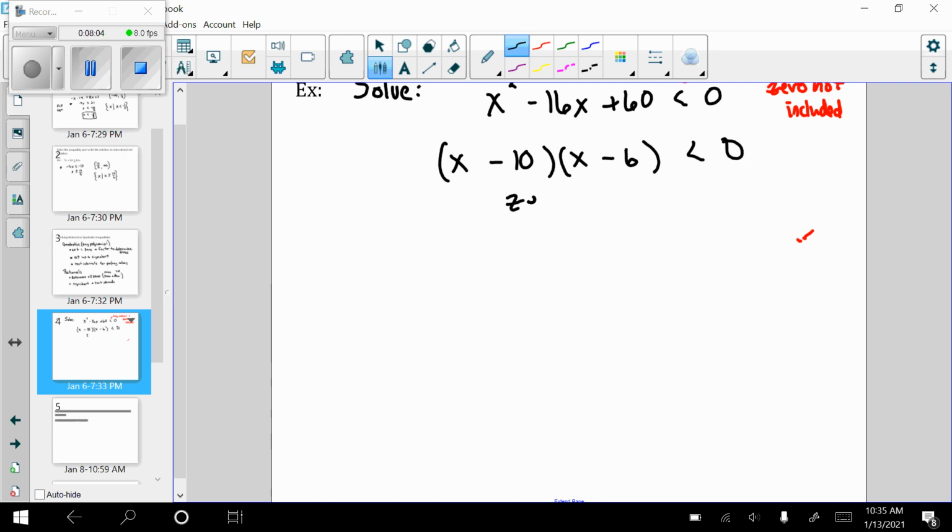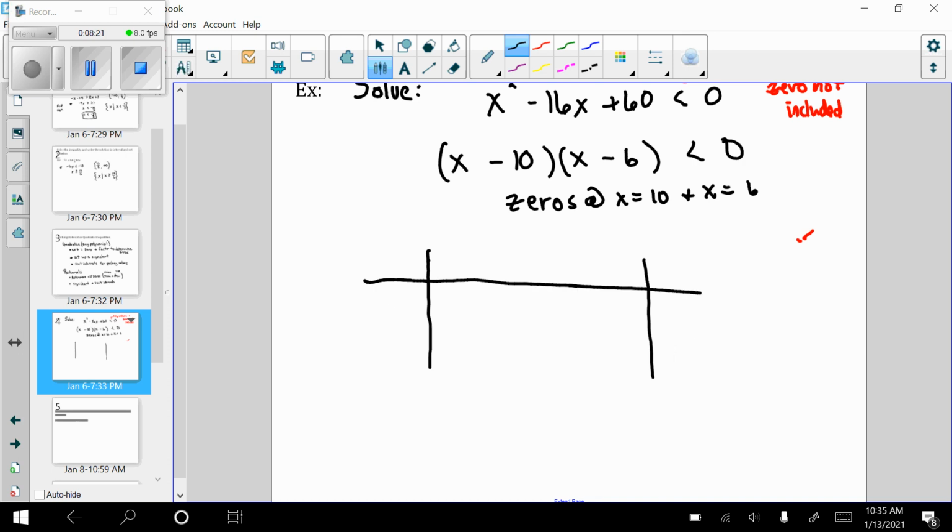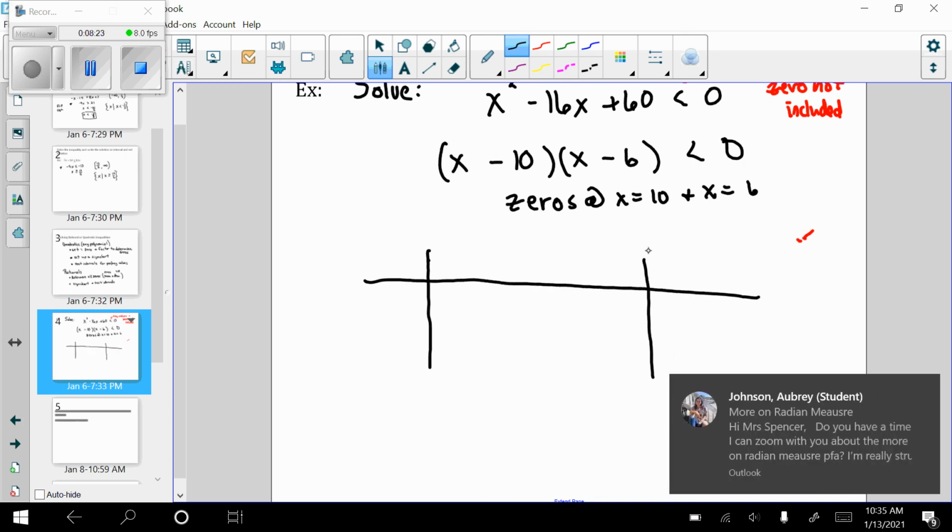So I have zeros at x equals 10 and x equals 6. So I'm going to set up my sign chart, and I'm going to go into detail on this one. After I get through this one, my detail will not be quite as precise.